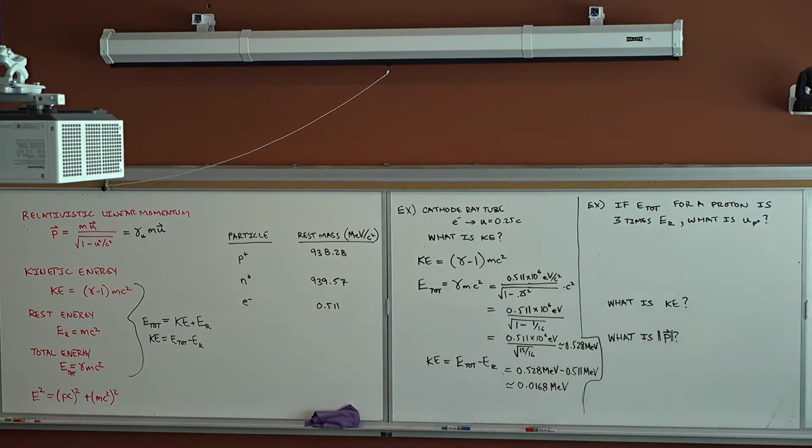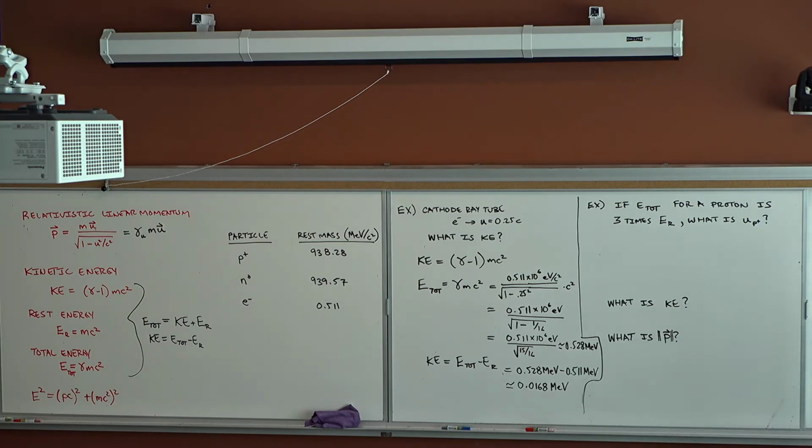Okay. Then let's try another problem. This time with a proton. This time we're told that the total energy of a proton is 3 times its rest energy, and we want to determine what the speed of said proton is.